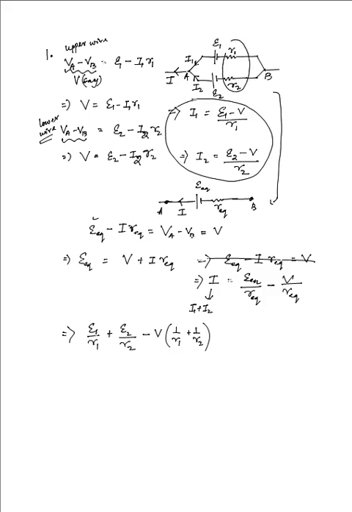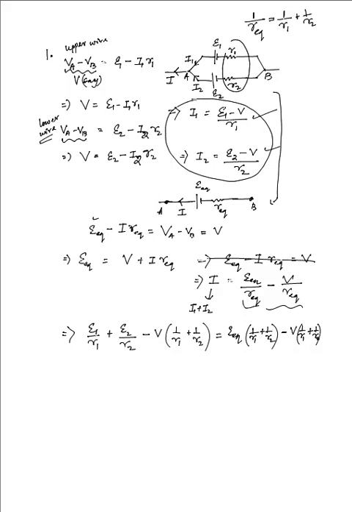So 1 by R equivalent, that is the reciprocal of the equivalent resistance, will be equal to the sum of the reciprocals of the individual resistances. So on the right hand side, if we use the values from these two equations, we have E equivalent, which is to be determined, and there we have 1 by R1 plus 1 by R2 instead of 1 by R equivalent, minus V multiplied with those two terms, that is 1 by R1 plus 1 by R2.